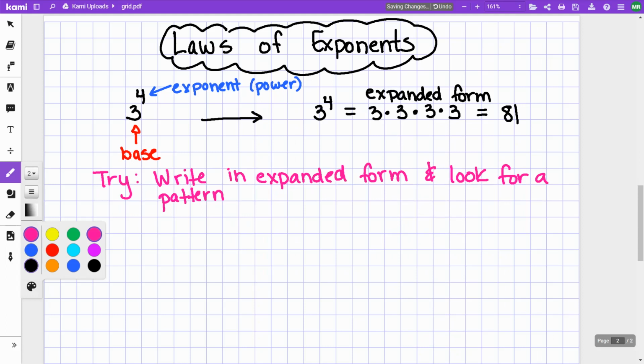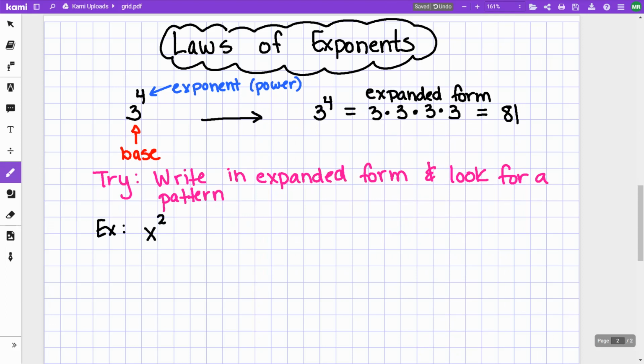So let's say, for example, I am asking you to do x to the 2nd times x to the 3rd. And so I want you guys to write out x to the 2nd in expanded form and x to the 3rd, and then see if you can count up and see x to what power it should be. So pause the video and try this part.